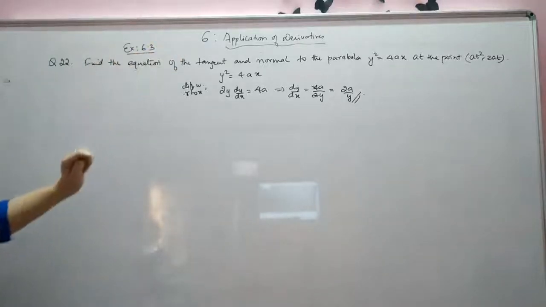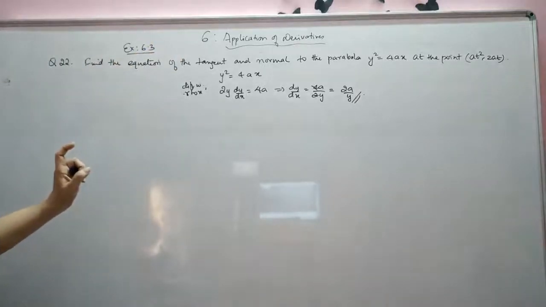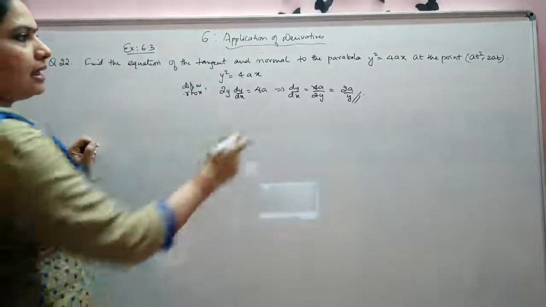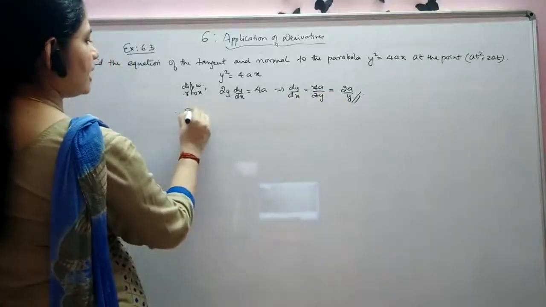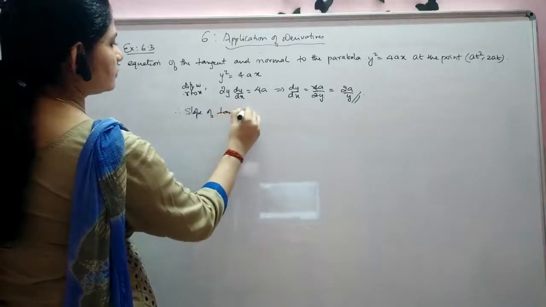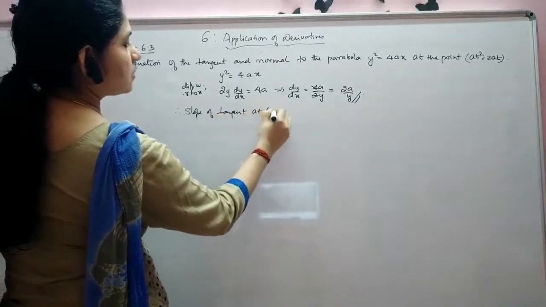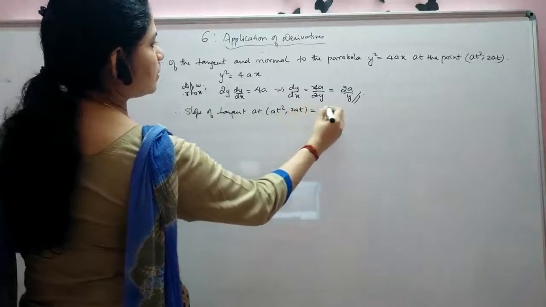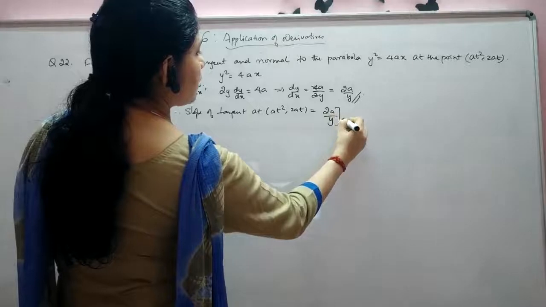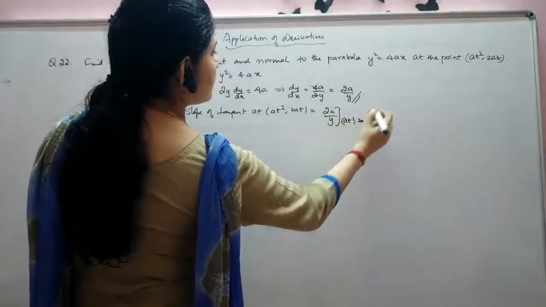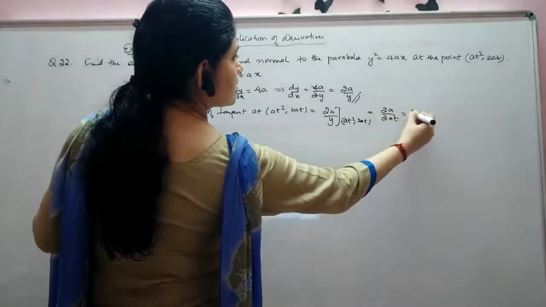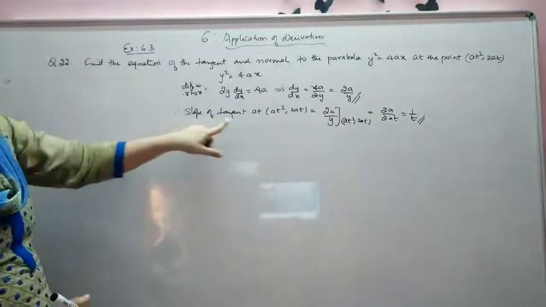But the point is also given, that is at square comma 2at. So you have to replace x with at square and y with 2at. Now you have only y here, therefore slope of tangent at at square comma 2at will be 2a by y at at square comma 2at, replacing y. You don't have any x, so replace y with 2at. So what you are getting? 1 by t. 1 by t is the slope of the tangent.